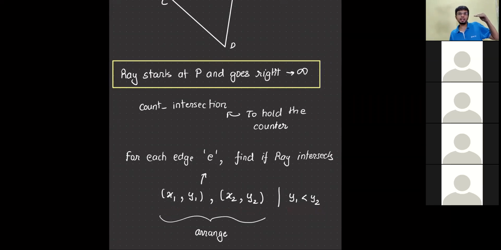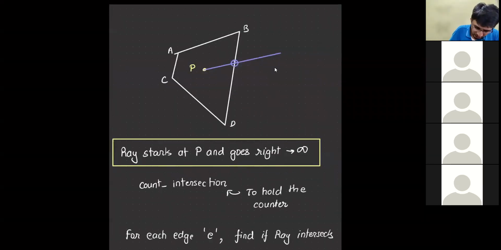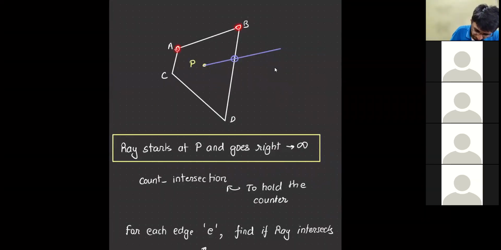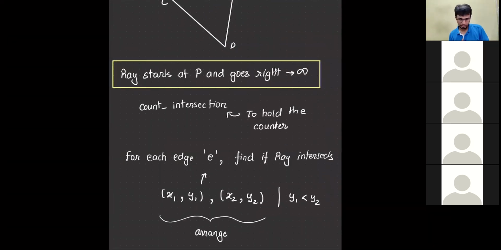So the first coordinate will always be lower on the y axis and the second coordinate will be higher on the y axis. Sorry, when I talk about points P1 and P2, let's say, this will be P1, P2. So when I'm talking about edge AB, I would have A as my P1, B as my P2. And when I'm talking about edge CD, I would have D as my P1, C as my P2, because y1 is less than y2. Okay.